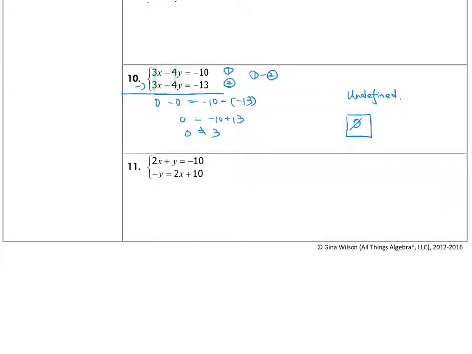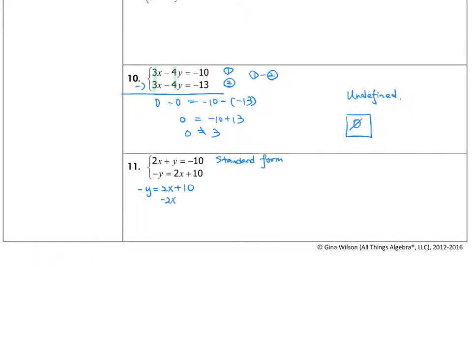Okay. Now the next one, look at number 11. I have standard form, 2x plus y equals negative 10. This is called standard form because x and y are on one side and the constant negative 10 is on the other side of the equal sign. And here, I have negative y equals 2x plus 10. It's sort of slope-intercept form, but it's not, because in slope-intercept form, the y doesn't have a negative sign in front of it. Regardless, remember, the first step we have to do is to make sure they're in the exact same form. So I'm going to play around with the second one first, okay?